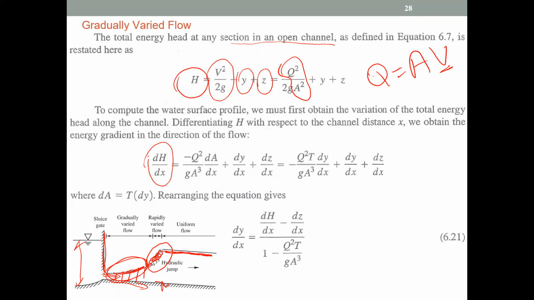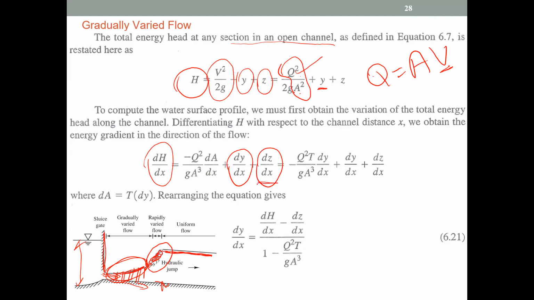Now again, Q is constant, but A is a variable. Right? A is a variable. Why? The A changes with the X. You can understand. A changes with the X. Right? So dA over dx. Now then dy by dx. Y also changes with the X. The depth changes with the X. So the dy by dx plus dz over dx.